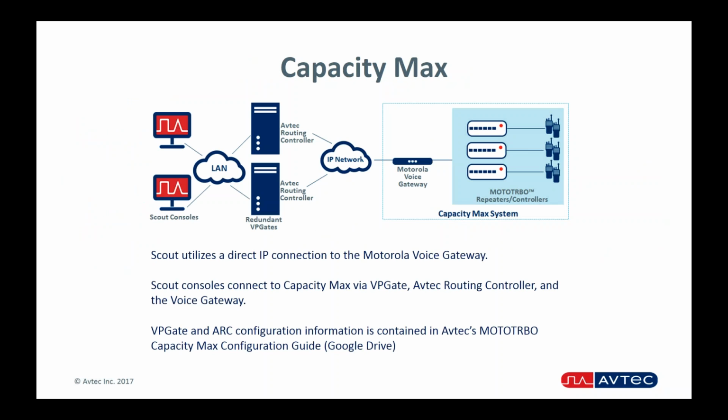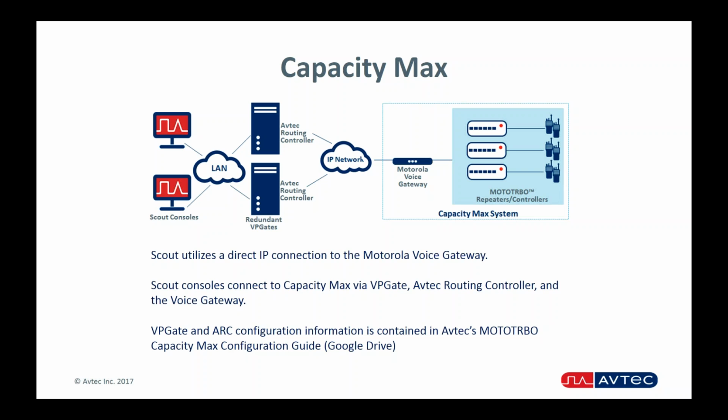So Scout 4.3 introduces wireline support for Capacity Max that was qualified with release 2.7 of your Capacity Max firmware, and we use, as we have with our Connect Plus and Link Capacity Plus, direct IP connection to the radio infrastructure. You'll be happy to know that from a quoting standpoint, the model numbers for your VP gate licenses and ARC configuration and Scout consoles are all quoted the exact same way. There's no change there.